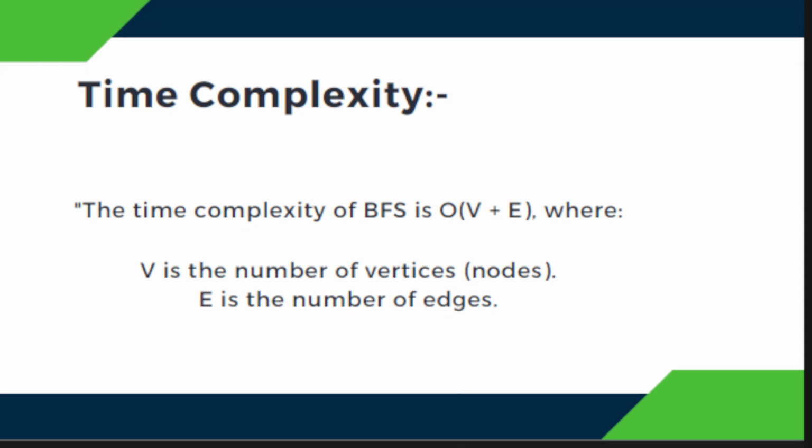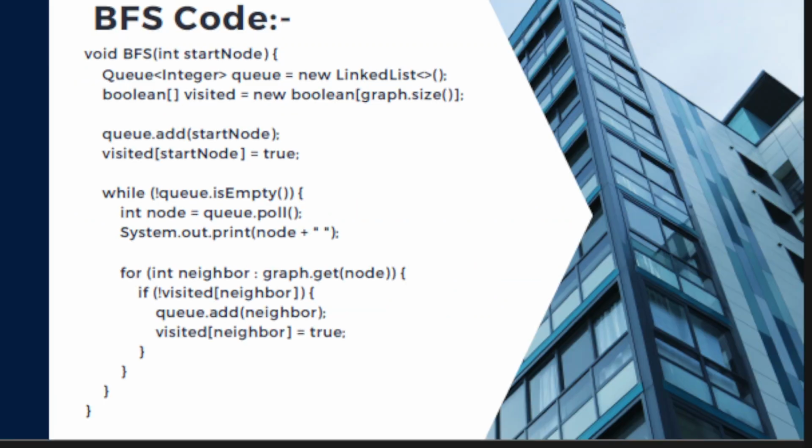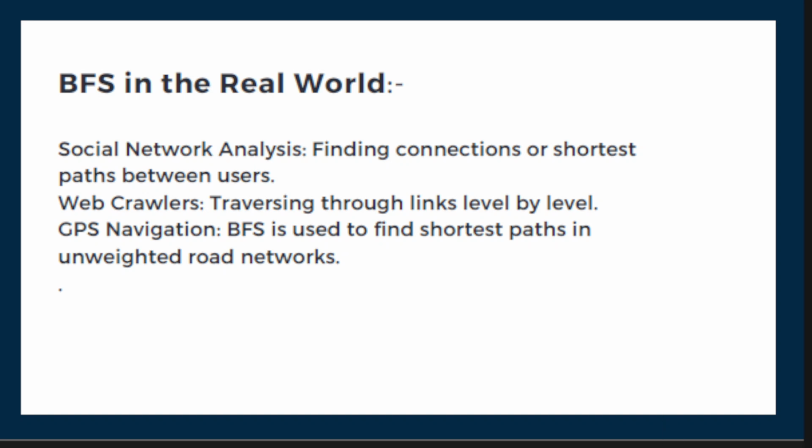Here is a basic implementation of BFS. This code starts at a node, enqueues its neighbors, and prints the traversal order of the graph. BFS is useful in several real-world scenarios, meaning social network analysis, web crawling, GPS navigation, etc. These practical uses make BFS a crucial algorithm in both theoretical and practical computing.